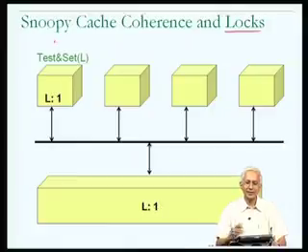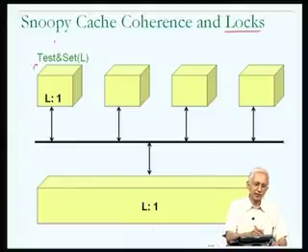setting L to 1. So when it sets L to 1, the cached copy of L gets set equal to 1 and the main memory copy of L also gets set equal to 1. Now let us suppose that the process running on the leftmost processor is now executing inside its critical section.